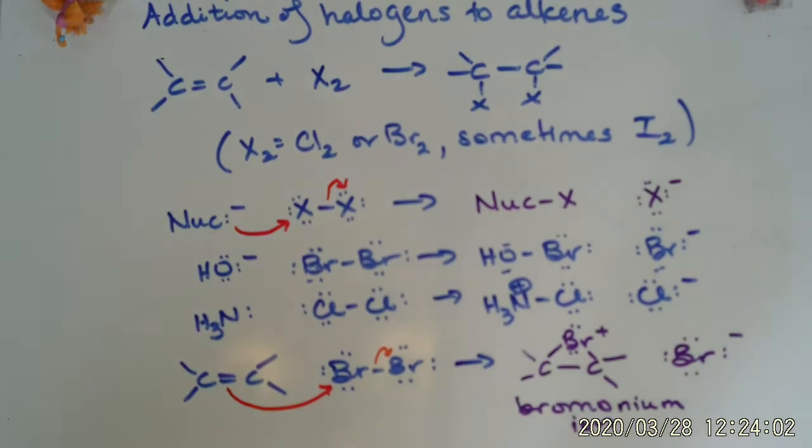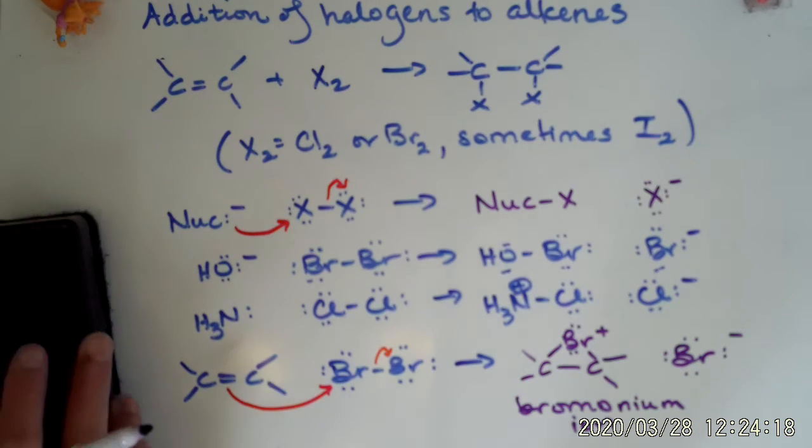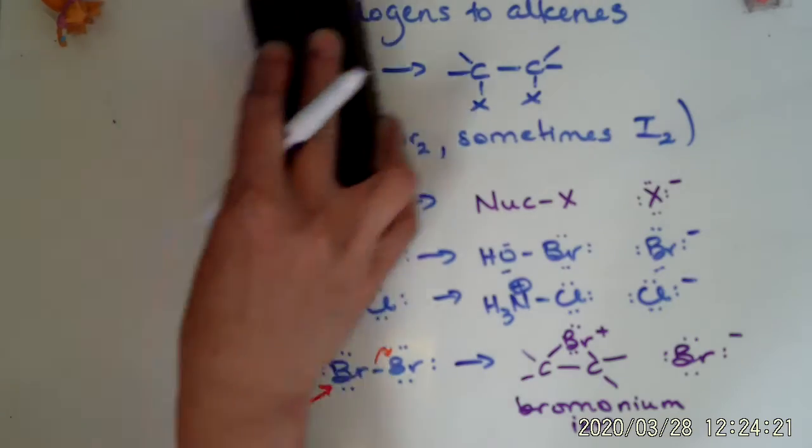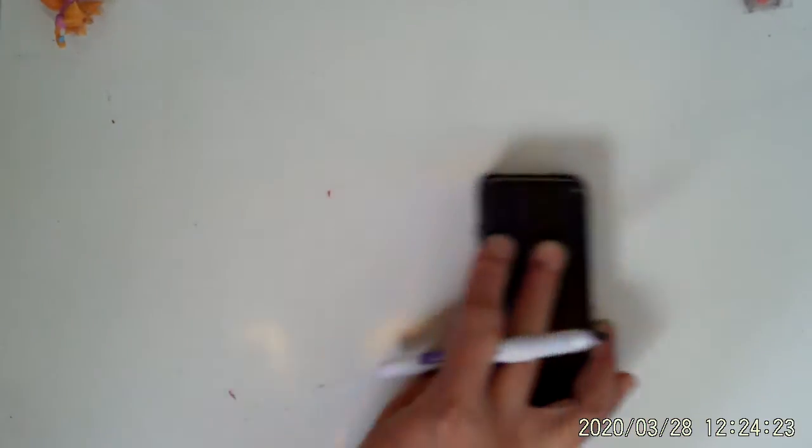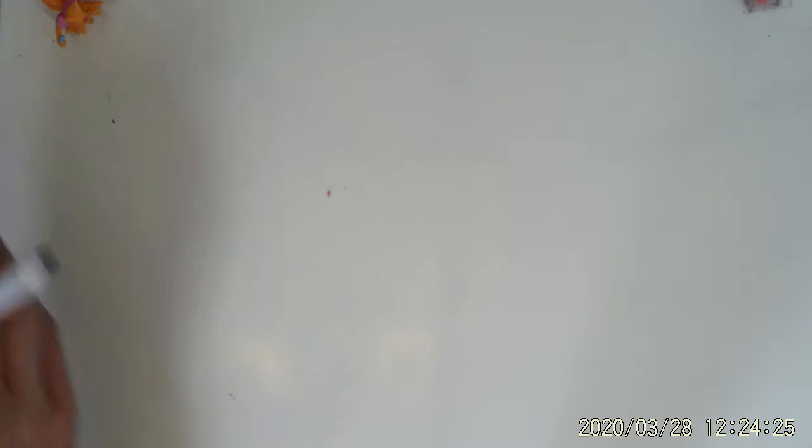Alright, so let's talk about how we get that in a little bit more detail. Okay? You can get bromonium ion, chloronium, iodonium. What's going on here? Okay. So bear in mind how large your halides are.